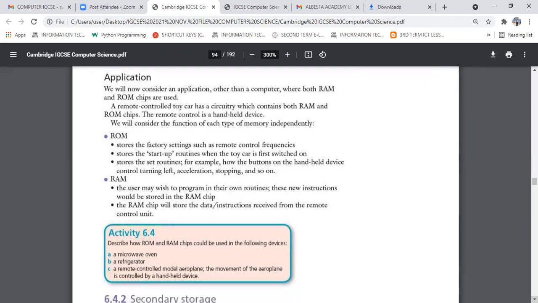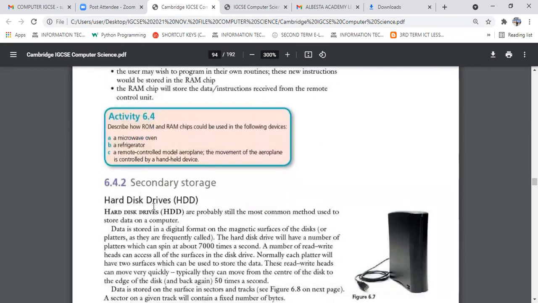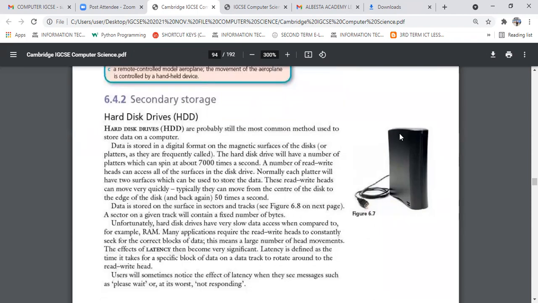Now, we have an activity which says, describe how ROM and RAM chips could be used in the following devices: a microwave oven, a refrigerator, and a remote control model aeroplane. The movement of the aeroplane is controlled by a handheld device. Just as we have a toy car, we can as well have an aeroplane in the form of a toy. So that is for primary storage.